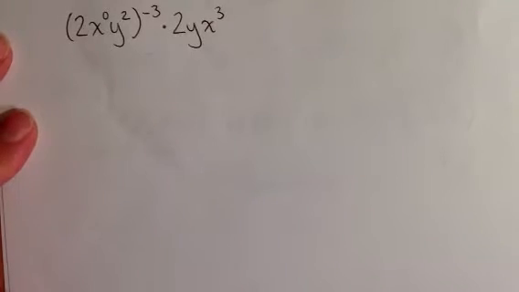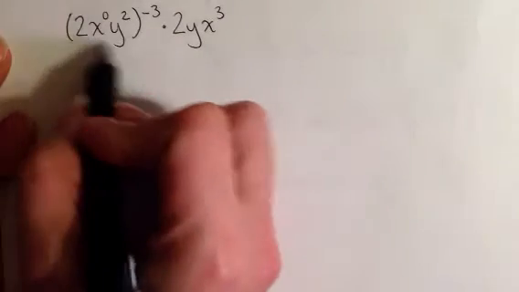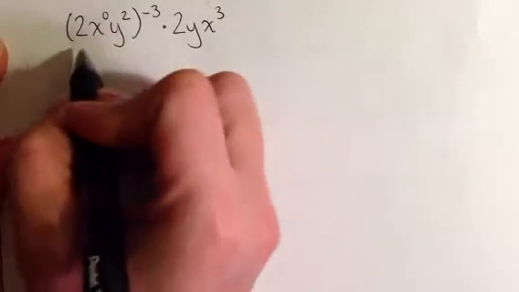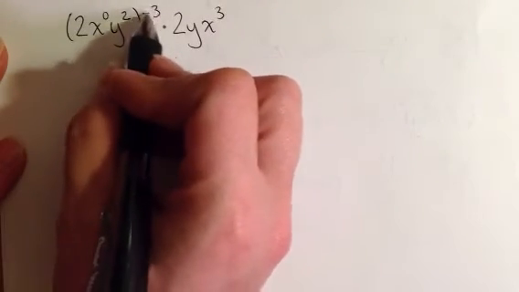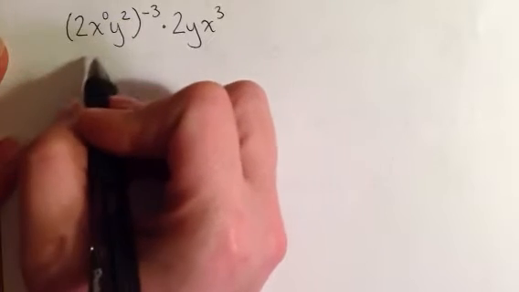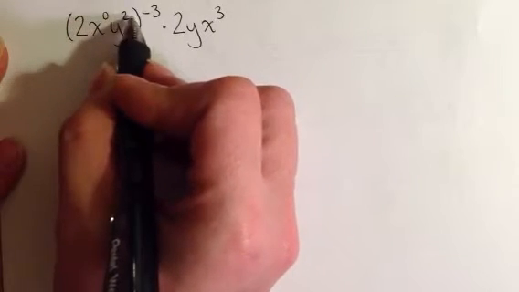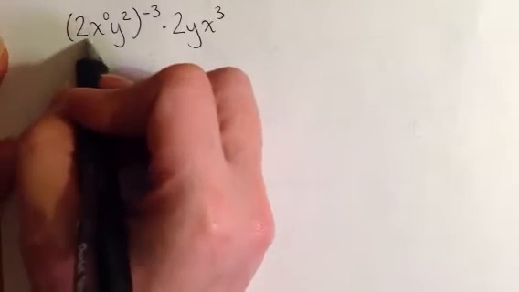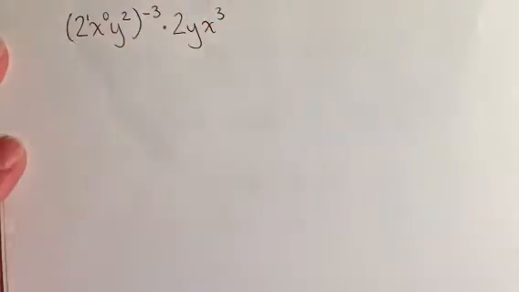Okay, here's my order. Get rid of parentheses, get rid of negative exponents, simplify. So my first step here is going to be to get rid of the parentheses in the first part of this problem. To do that, I'm going to multiply the negative 3, the exponent on the outside, by all the exponents on the inside. Don't forget that this 2 has an exponent of 1.